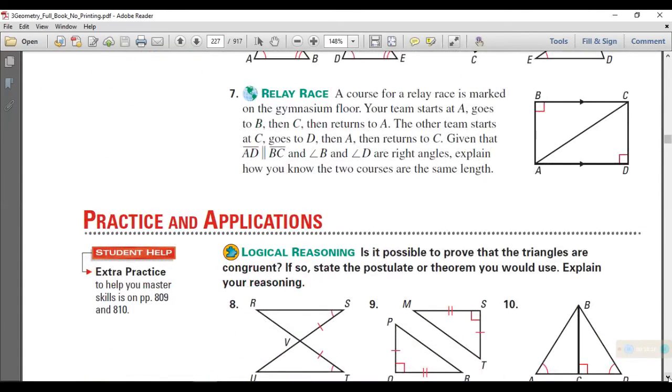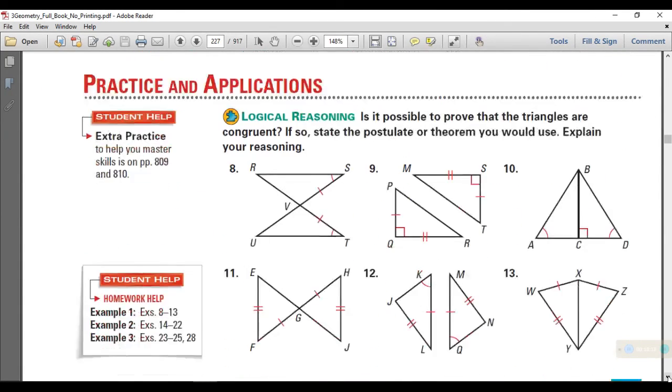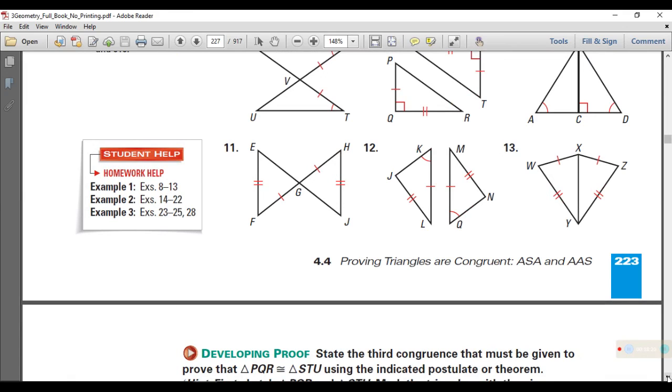And that will be the end of our discussion on AAS and ASA: one is a congruence postulate and the other is a congruence theorem.